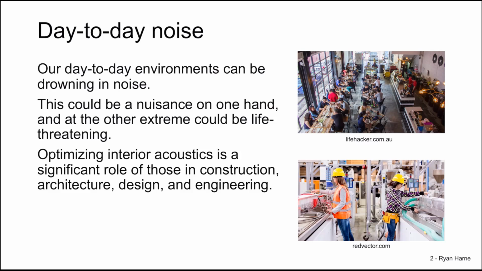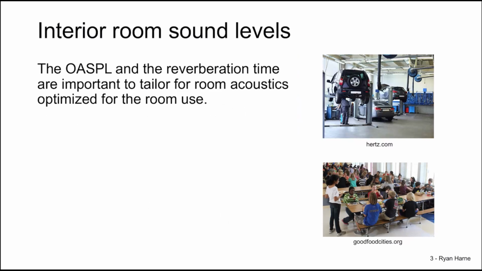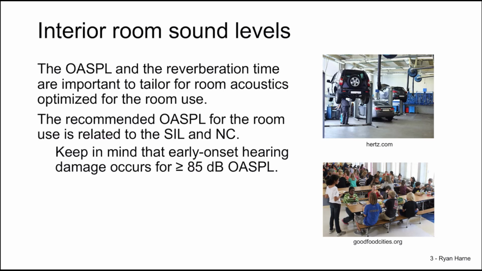So optimizing an interior's acoustics is a significant part of those involved in the construction, architecture, design, and engineering of interior spaces. Leading this effort should come early in the design process, especially for commercial and industrial spaces. The OASPL and the reverberation time are the important metrics to tailor for room acoustics. The recommended OASPL for the room use is related to the speech interference level, SIL, and the noise criterion, NC, keeping in mind that early onset hearing loss occurs for OASPLs of around 85 decibels and up.